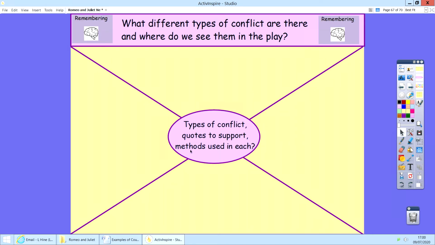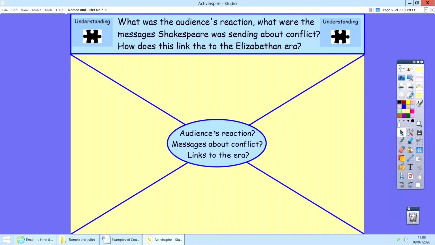Now, in this one, you'd need a type of conflict, so external, for example, a quote to support the external conflict, and a method used in that quote. You could then theoretically, under that, so essentially you're almost writing your essay. It's just notes form that you are then going to have to put into sentences. The audience's reaction for each one, the message about conflict, and a link to the era.